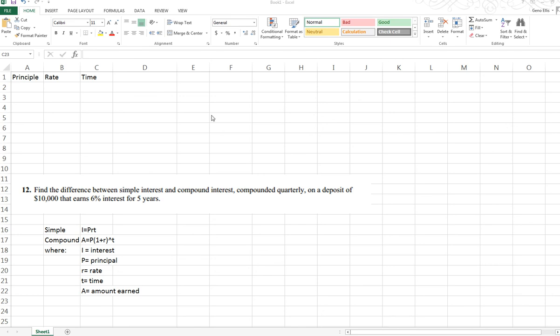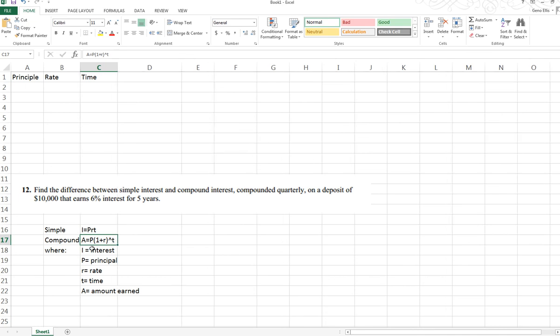Alright, let's do some basic finance stuff here. So we're looking at simple and compound interest and comparing the two of those together. So the two formulas we had: simple interest is just principal times rate times time. Compound interest, where the amount earned is principal times 1 plus the rate raised to t power, where t is time, r is rate, principal, all that.